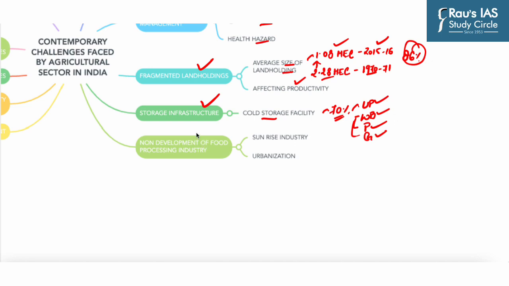Next challenge is non-development of food processing industry. Now, food processing industry is a sunrise industry and the demand for processed food in India is likely to increase steadily with rapid urbanization, rising per capita income and more women joining the workforce. Despite all these benefits, food processing industry in India is currently at a nascent stage, accounting for less than 10% of the total food produced in the country.